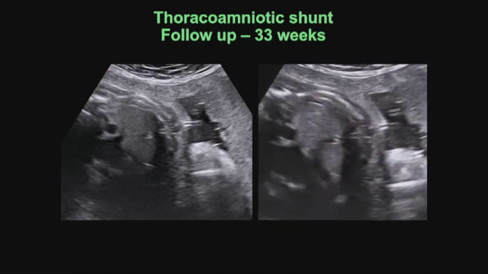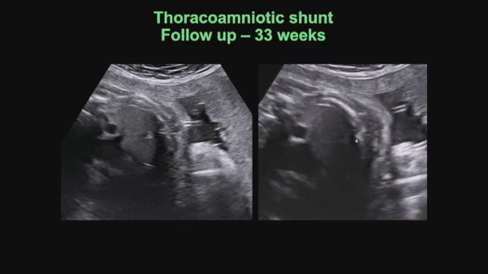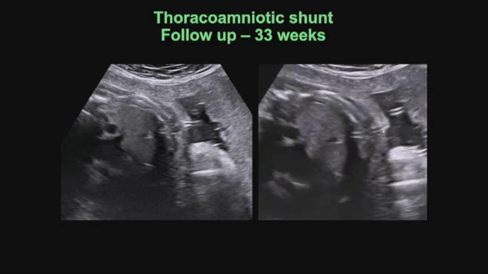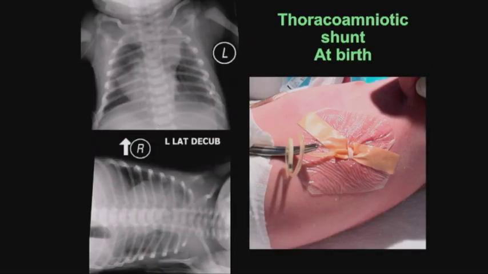Here it is, it's 33 weeks gestation. Now we see almost no fluid in the left chest, but our catheter has held in place. The lungs have had time to grow and expand. And here's the baby at birth. You can see that there's almost no fluid inside that chest. The lungs are expanded. This baby was breathing on its own, and our cute little catheter was still in place.